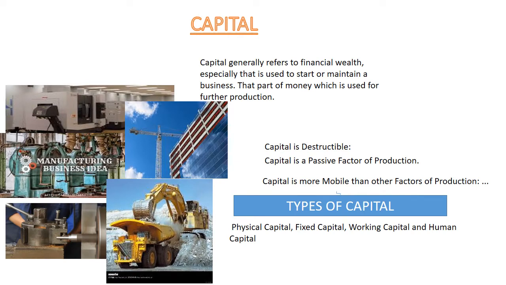The fourth requirement of a production process is capital. As you can see, capital basically means equipment, tools which are used in the production process. It is that part of money which is used for further production. In a simple way, that part of money which is used to expand or for the production process. We have the types: physical capital, fixed capital, working capital and human capital.